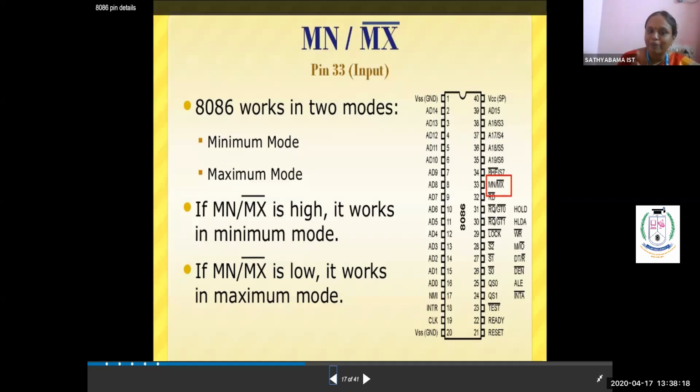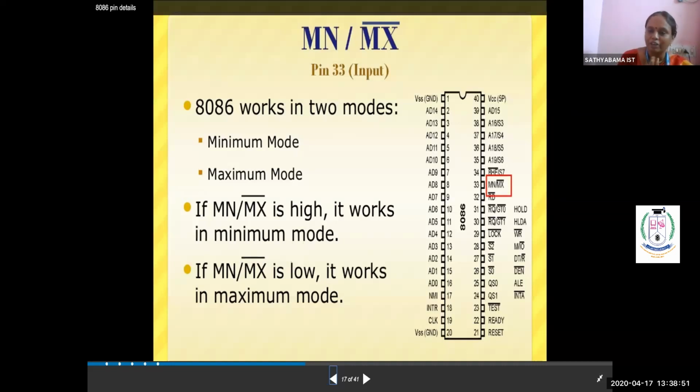Whenever this pin is high, meaning 1, it will go for minimum mode. Whenever this pin is low, meaning 0, it will go to maximum mode. So these 32 pins serve common functions. The remaining 8 pins we are going to see for how they work in minimum and maximum mode. In minimum mode, whatever we are going to say is equivalent to the 8085. Those pins are well known to you, and only 2 pins are new. The remaining pins we already studied in the 8085. Similarly, we are going to see the maximum mode.